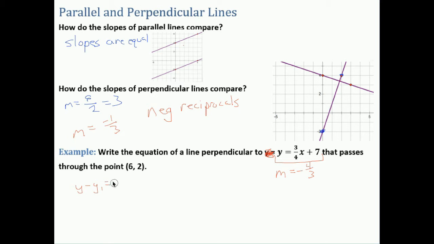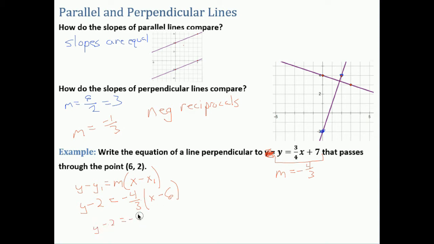y minus y sub 1 equals m times x minus x sub 1. Know this formula. So we have y minus 2 equals m, which is negative 4/3. We knew that because of negative reciprocal, times x minus 6. And then we'll simplify this. It doesn't tell us what form to put it in, but usually if nothing's mentioned, the preferred form is slope-intercept form. So we can distribute.